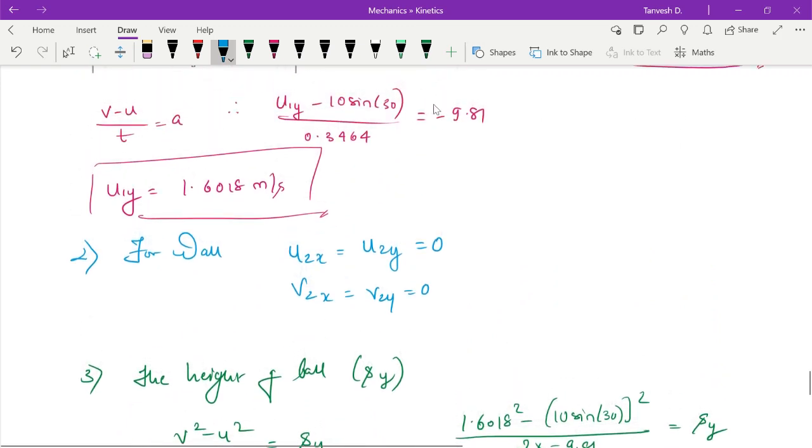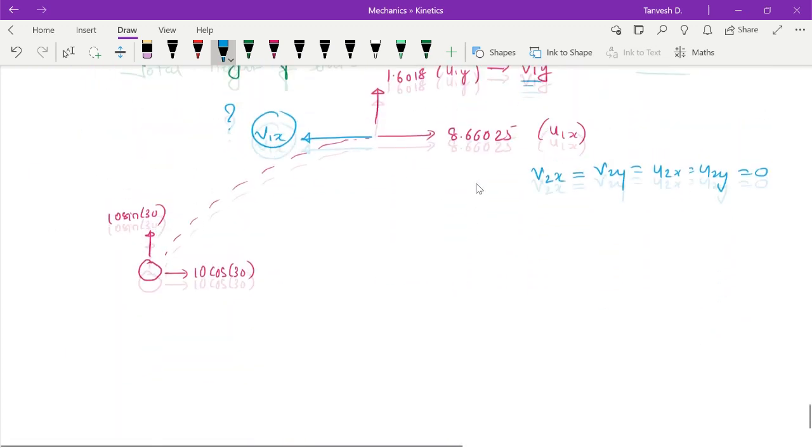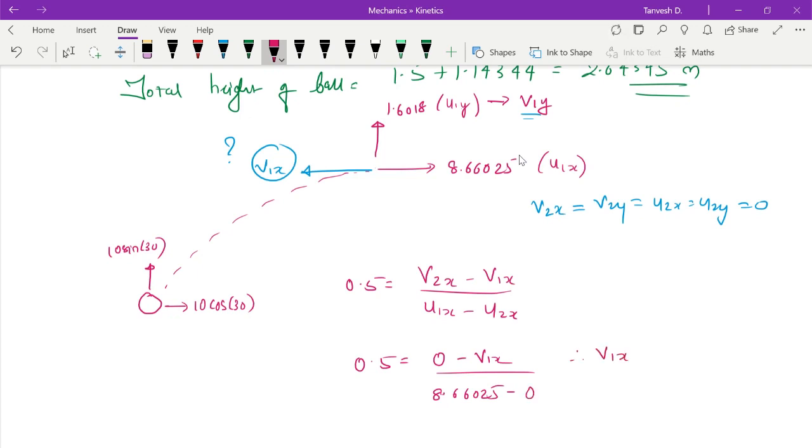So obviously the wall is not going to have any velocity. The coefficient of restitution is 0.5 here. We can apply the formula of coefficient of restitution. So 0.5 is equal to (v2x minus v1x) upon (u1x minus u2x). Therefore 0.5 is equal to (0 minus v1x) upon (8.66025 minus 0), since u2x is 0. Therefore v1x is equal to minus 4.3301 meters per second. We are getting v1x as negative, which means the velocity is reversing, so it is 4.3301 meters per second to the left.